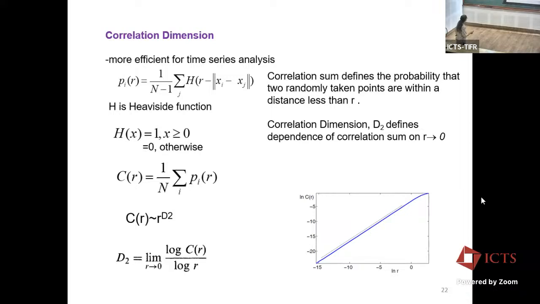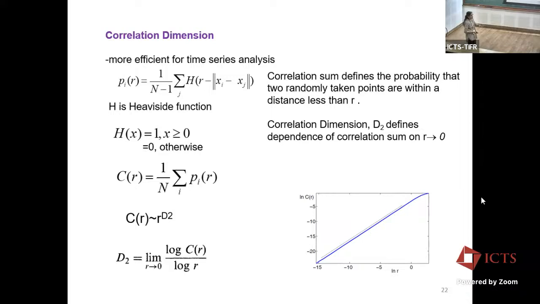So what we now do is we first calculate a correlation sum, which says the probability that two randomly taken points are within a distance less than r. That is calculated here. This Heaviside function tells you that if this is less than that, it is 1, otherwise 0. Then you calculate the average of that. This is called the correlation sum, and this certainly will depend upon your choice of r. If you increase r, you will get more and more points counted within that.